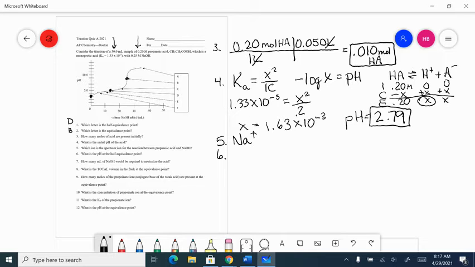Number 6 says, what is the pH at the half equivalence point? At the half equivalence point, the pH is equal to the pKa. So it's going to be negative log of Ka, which is given to us as 1.33 times 10 to the minus 5. So I take the negative log of the Ka, and I get an answer of 4.88. That's the answer to number 6.